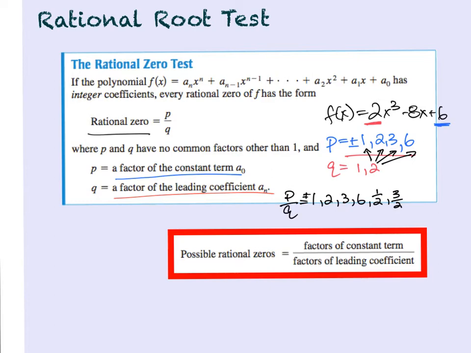So how many possible rational zeros does this one have? 12. It actually has 12 because of the plus or minus going on. How many does it actually going to have? Possibly up to 3. But I have 12 options to get to those 3. Does that make sense?